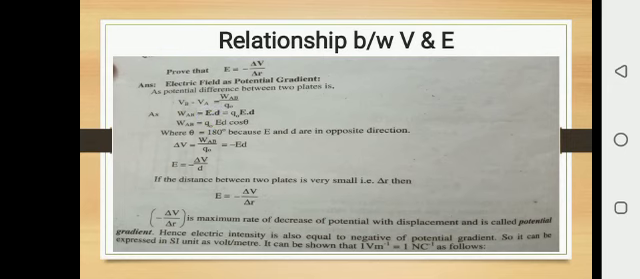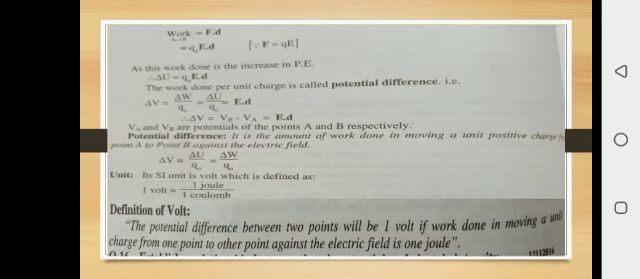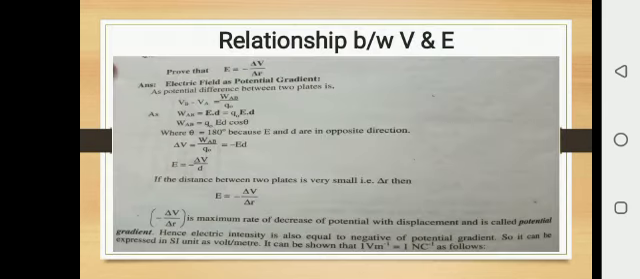Work done is equal to F dot D, and F is equal to Q naught E. As you have learnt here, F is equal to Q naught E. That's why potential difference is equal to WAB over Q naught, and work done in bringing a unit positive charge from point A to B is equal to F dot D.